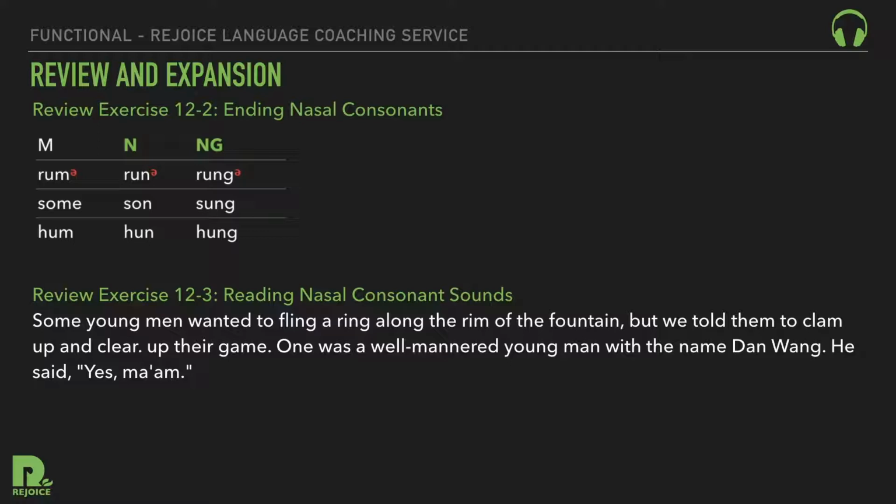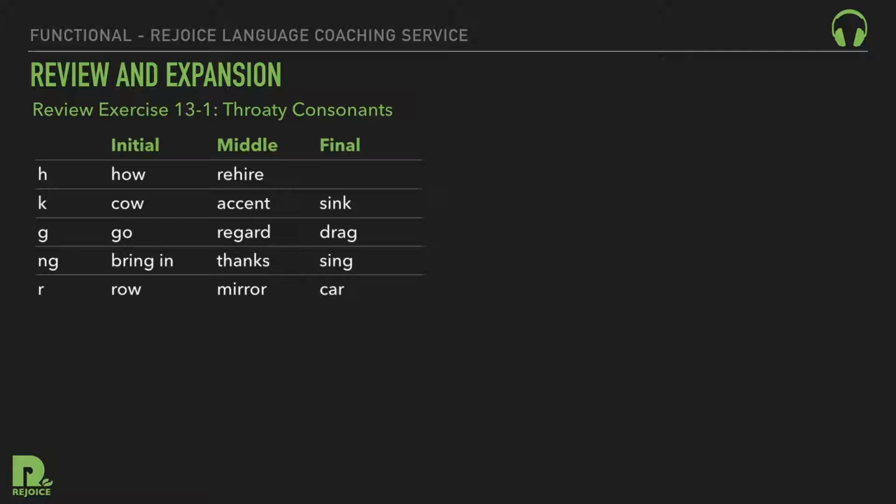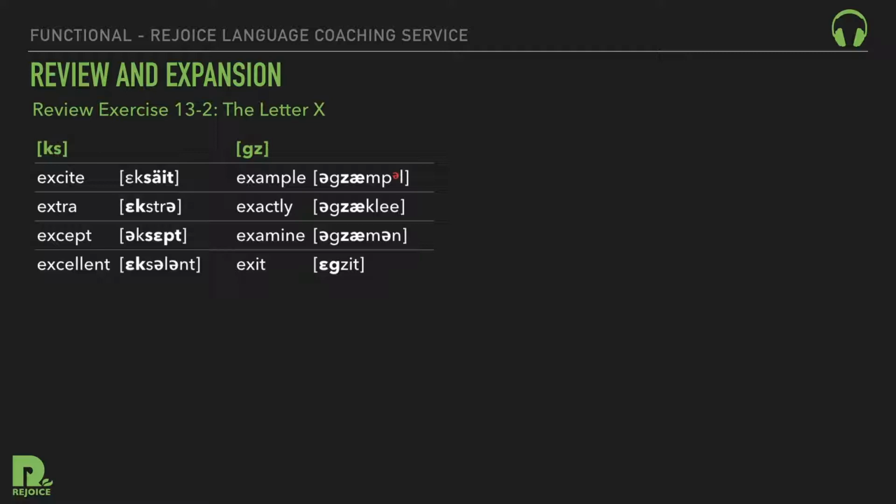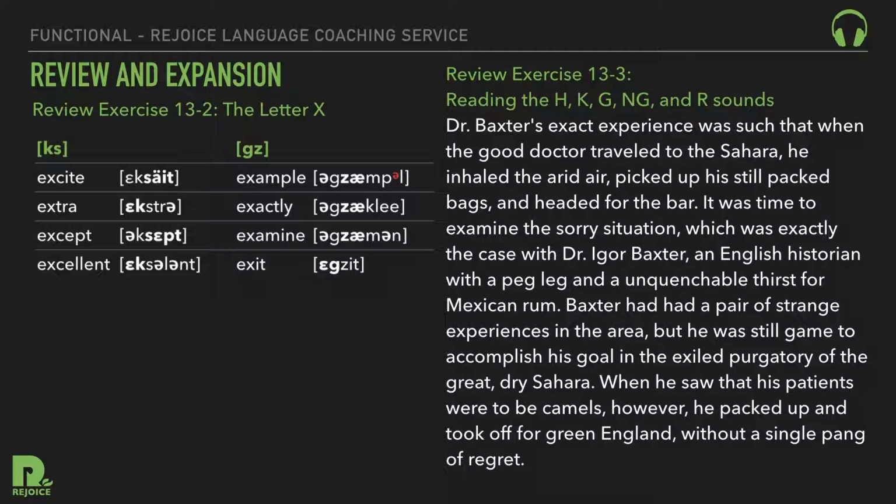Review exercise 13-1, throaty consonants. How, rehire. Cow, accent, sink. Go, regard, drag. Bring in, thanks, sing. Row, mirror, car. Review exercise 13-2, the letter X. Excite, extra, accept, excellent. Example, exactly. Examine. Exit. Review exercise 13-3, reading the H, K, G, N, G, and R sounds.